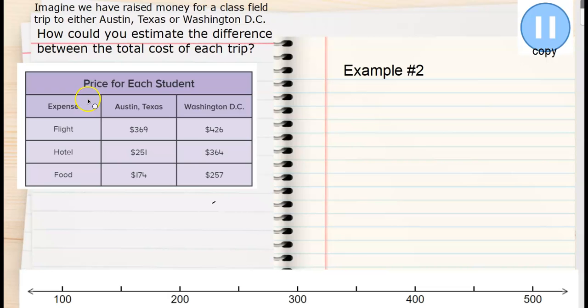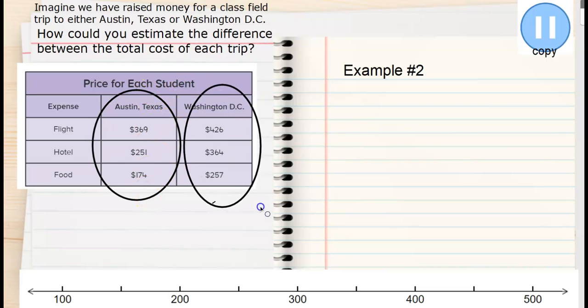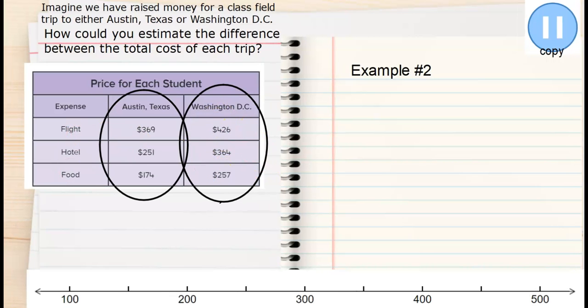Okay, so the total cost for Austin, Texas for the flight, the hotel, and the food is right here in this column. And the total cost for Washington, D.C. is these numbers right here. The problem also says that we're going to be estimating. So that tells me that I am not going to be having an exact answer today, that I am going to be using rounded numbers. It also says that we are going to be finding the difference. So we're going to be subtracting today the total cost of each trip.